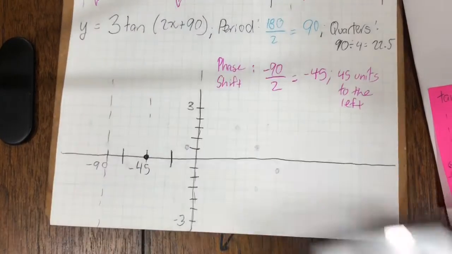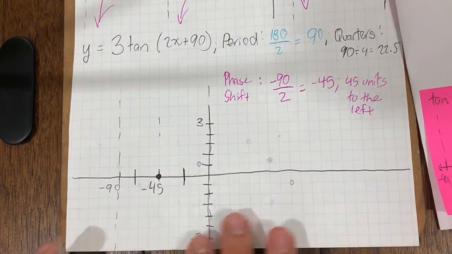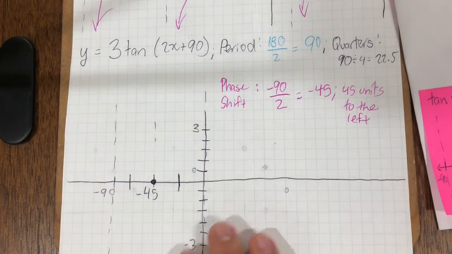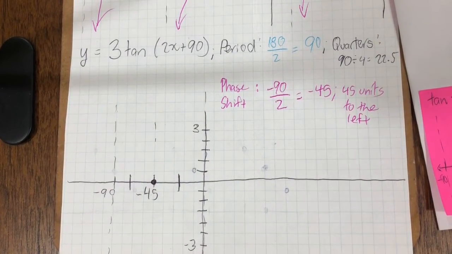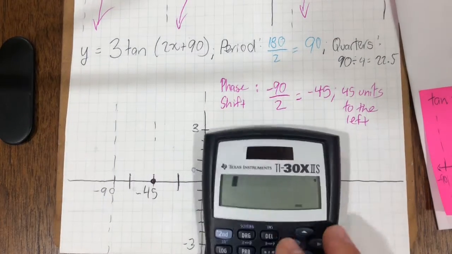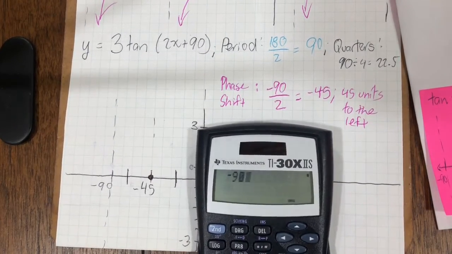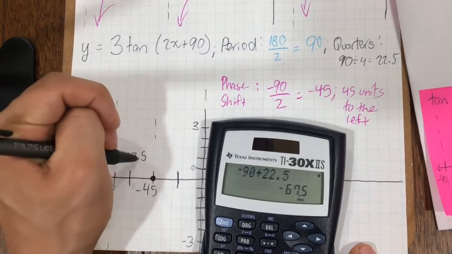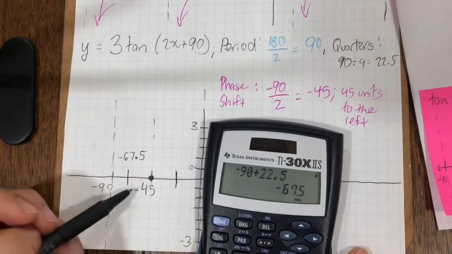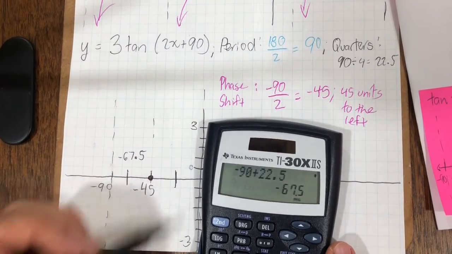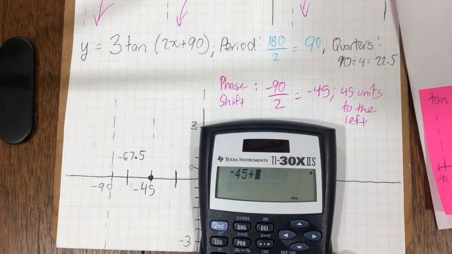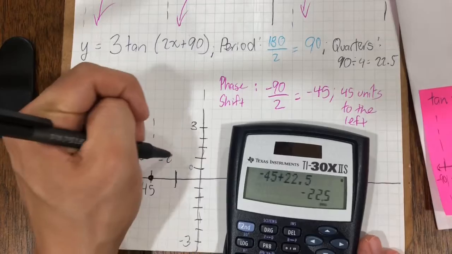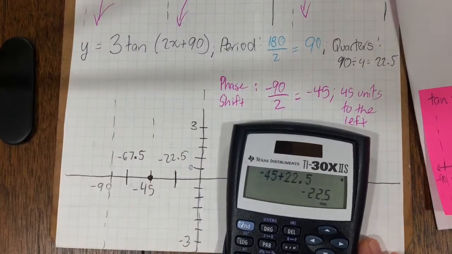All right, now with the 2 halves, the quarter is 22.5. So to go from one x value to the next, we just add 22.5. So starting off with -90, if I take -90 and add it to 22.5, I get -67.5. All right, that's gonna be the low point, then -45 is my midpoint, and then I take -45 and add it to 22.5, I get -22.5, and that's gonna be the high point.